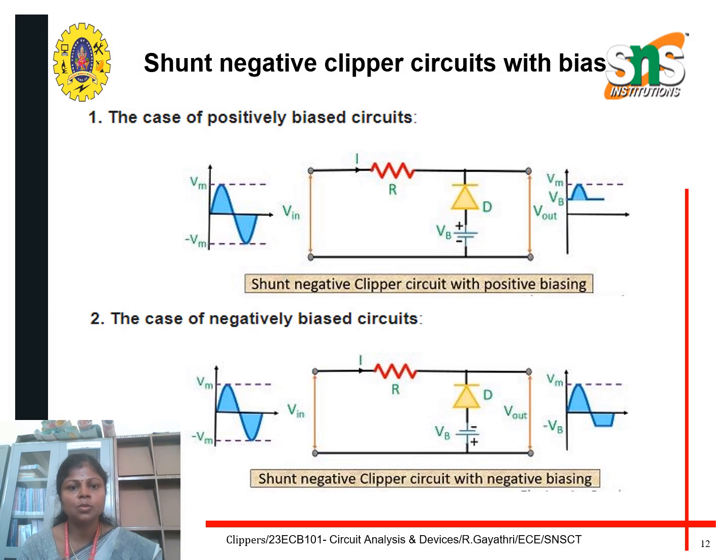Then coming to the shunt negative clipper with biasing, in this case the positive voltage and the negative voltage will be given. For positive biasing, the positive portion up to VB by 2 will remain the same, and the remaining portion will be clipped off. In the case of the negatively biased circuit, the negative voltage will be given. Here some of the negative portions will be clipped off, and the remaining portions will remain the same as the input signal.